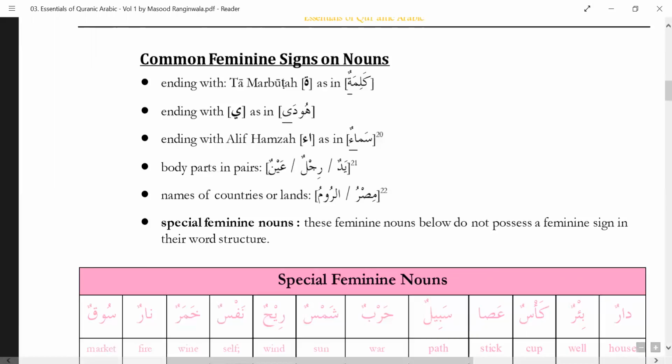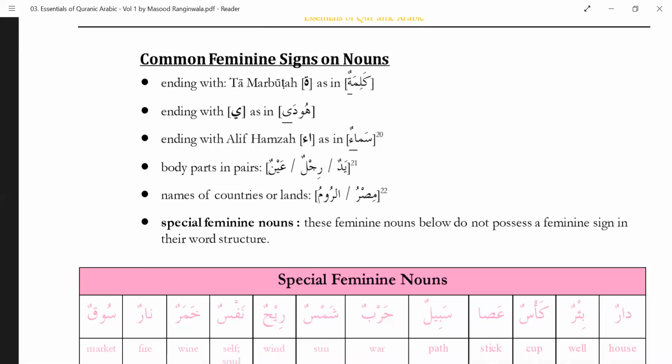Then you have a word ending in alif and hamza together. This is known as alif mamduda, like sama'un. Then apart from these signs, which you can make out just by looking at the word, there are some other words which are feminine just because the Arabs said so.